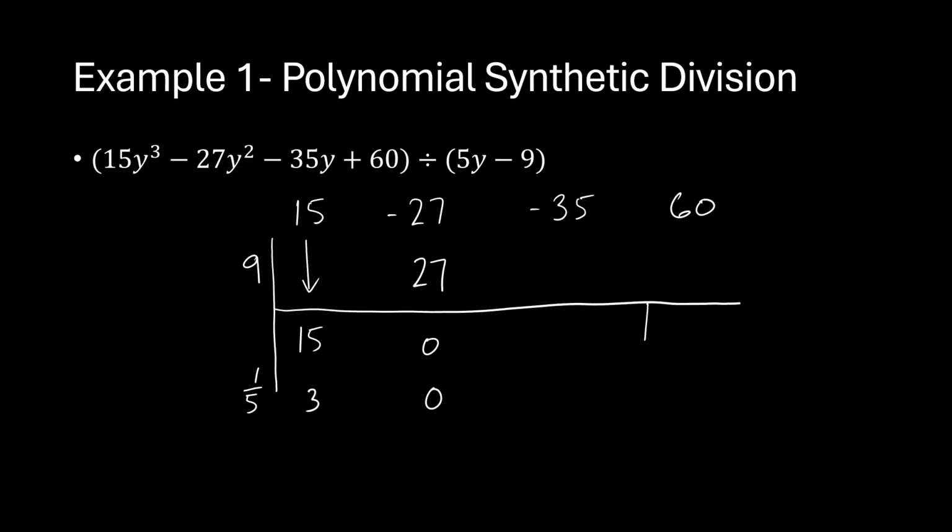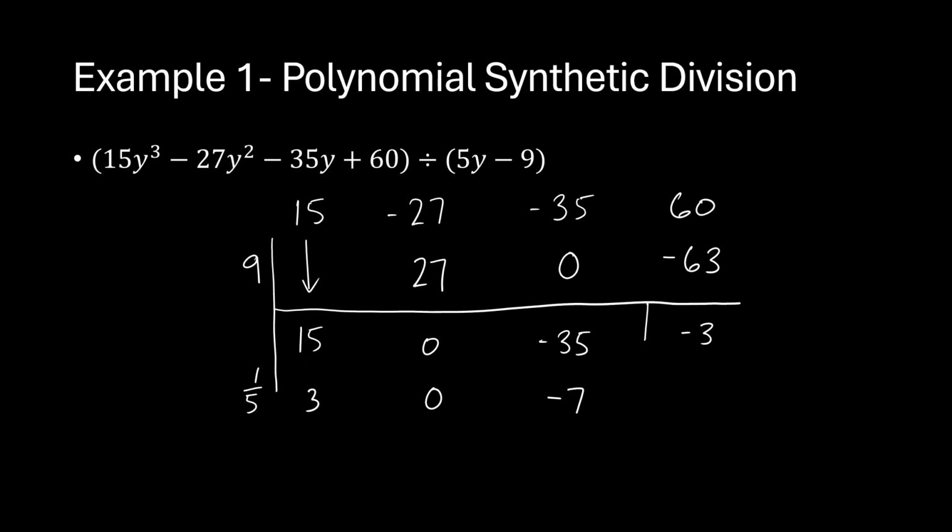And then 0 times 9, put that in the next column. Negative 35 plus 0 is negative 35. Negative 35 over 5 is negative 7. Negative 7 times 9 is negative 63, and that goes there. And then you're going to add 60 minus 63, which is negative 3.